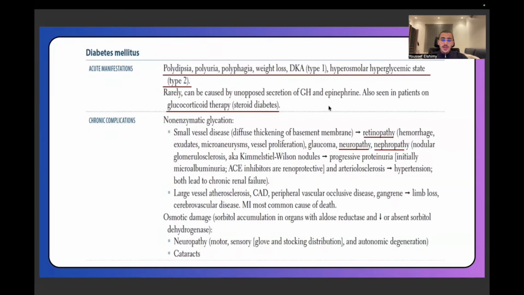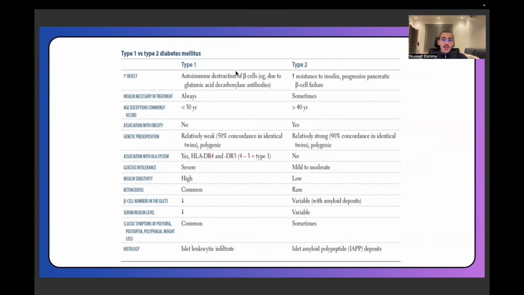Also, diabetes could be caused by glucocorticoid therapy. We mentioned that steroids are diabetogenic, so they cause diabetes later on. As chronic complications, it causes retinopathy, neuropathy, nephropathy, a lot of effects on our body. You don't have to go into details. You're going to learn it more in third year. And we talked about the difference between type 1 and type 2. Type 1, autoimmune destruction of beta cells.